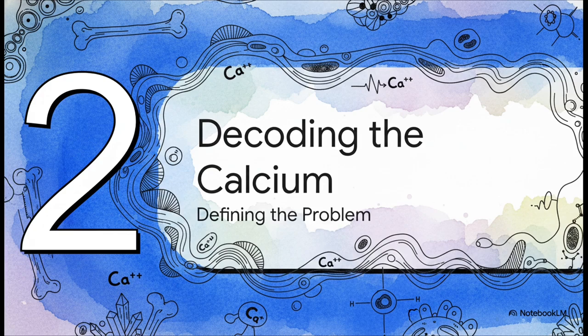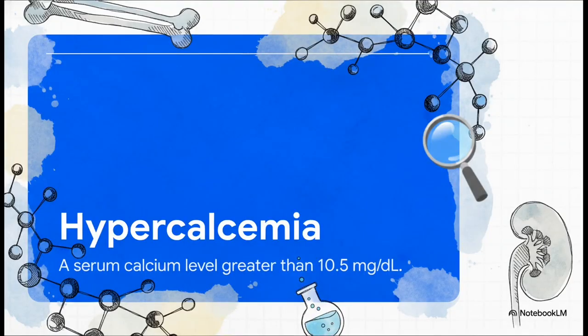Before we can go any further, we have got to nail down a clear and precise definition. So by the book, we define hypercalcemia when a patient's serum calcium level gets above 10.5 milligrams per deciliter. That's our magic number. It's the fundamental threshold that tells us we have a problem.